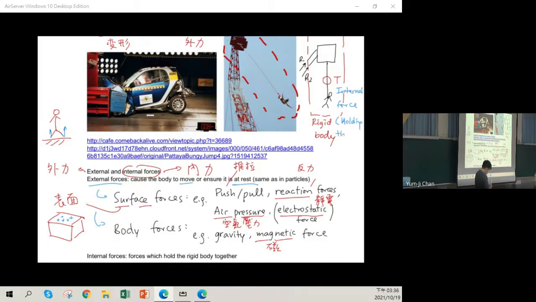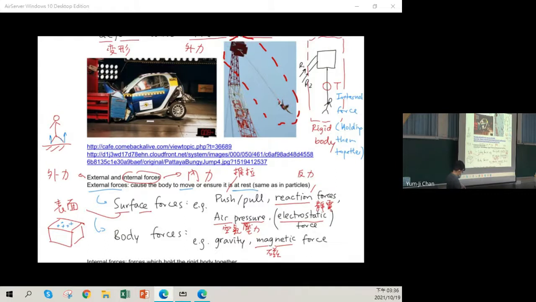Holding them together, okay? So is it clear? If we consider this is a rigid body, then the force inside this cable is only an internal force. Is this okay?